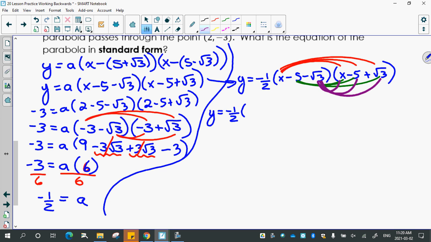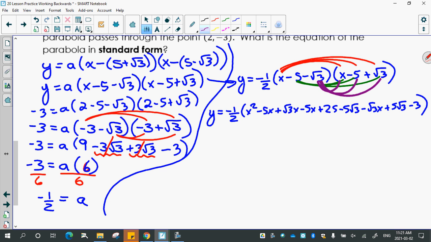Does anyone think they've got the 9 multiplications? On their own? 9? Yeah? Okay, I'm going to attempt this. Yep, that's good. X squared, minus 5x, plus root 3x, minus 5x, plus 25, minus 5 root 3, minus root 3x, plus 5 root 3, minus 3. Awesome! How many people got all 9? That's awesome. Way to go, guys. Really good.